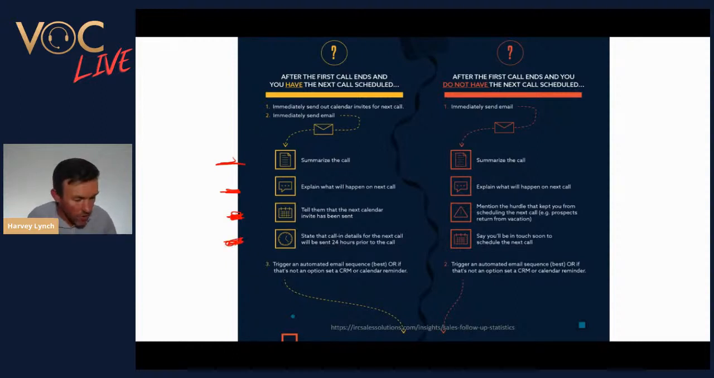Now, if you do not have the next call scheduled when you jump on that call, or if your virtual receptionist is handling that for you, summarize the call, explain what will happen next on the call, and then mention the hurdle that has kept you from scheduling the next call with them. Just be real with them and mention that on the call, and then say you'll be in touch soon to schedule the next call with them, okay?